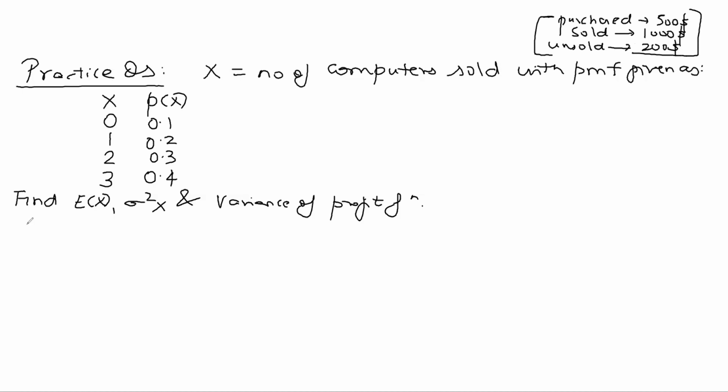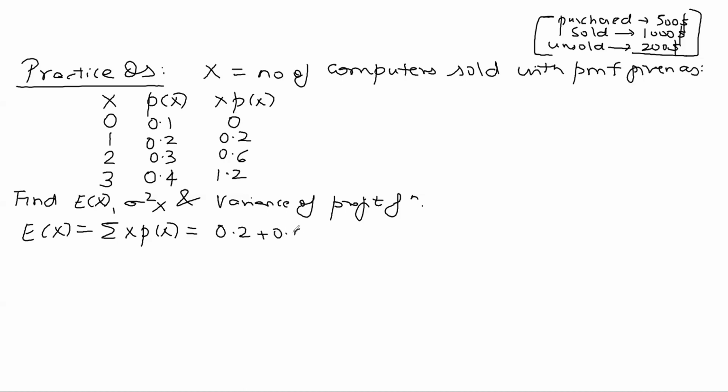So expected value of x we know, summation x into p of x. So x into p of x will be 0, 0.2, 0.6 and 1.2. If you add them up, it comes out to be 0.2 plus 0.6 plus 1.2, which is 2.